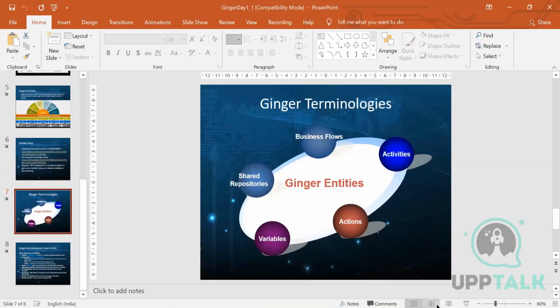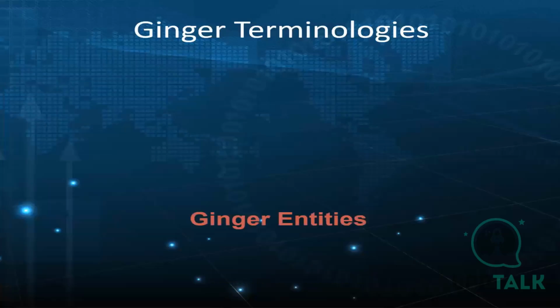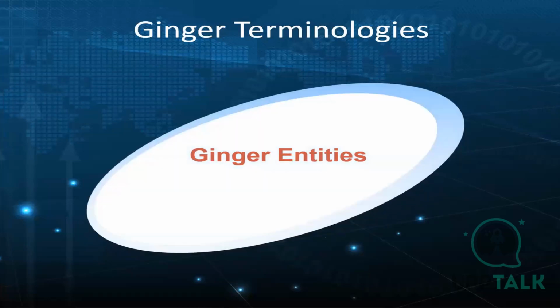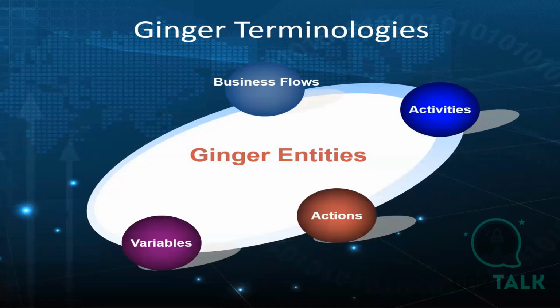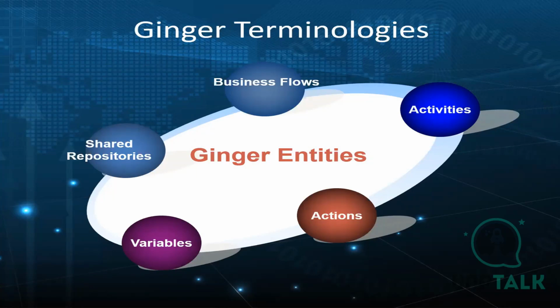We'll just go again to this deck and we'll just understand that these are the different Ginger entities. Okay, so one is the business flow. We have already discussed business flows, activities, then we have actions, variables, and the shared repositories. All of this you can see is like small planets. These are all part of the solar system, which is nothing but our solution. So solution has all these entities in it called business flows, activities, actions, variables, and shared repositories. So let's try to understand each one of them in detail.